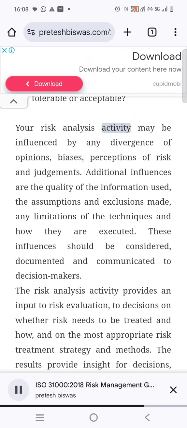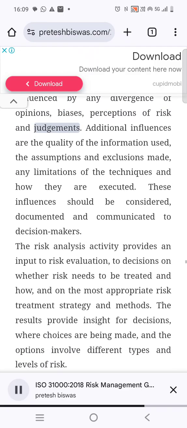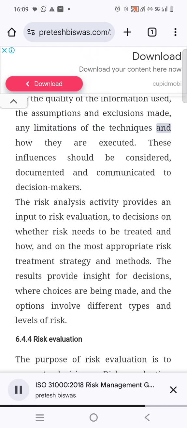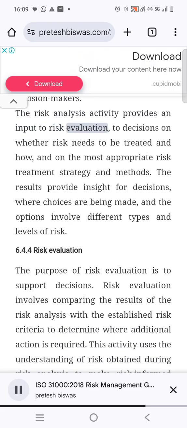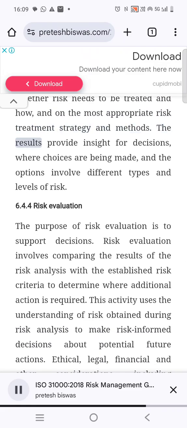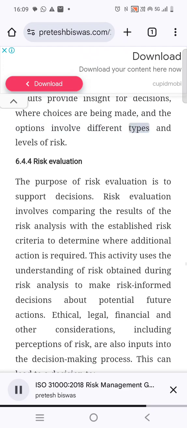Your risk analysis activity may be influenced by any divergence of opinions, biases, perceptions of risk, and judgments. Additional influences are the quality of the information used, the assumptions and exclusions made, any limitations of the techniques, and how they are executed. These influences should be considered, documented, and communicated to decision makers. The risk analysis activity provides an input to risk evaluation, to decisions on whether risk needs to be treated and how, and on the most appropriate risk treatment strategy and methods. The results provide insight for decisions, where choices are being made, and the options involve different types and levels of risk.